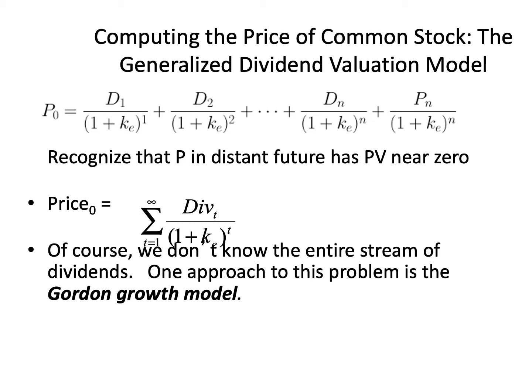We don't know the entire stream of these dividends. It's a question of uncertainty. They're going to go up and down. A simple approach to this problem is what's called the Gordon growth model.